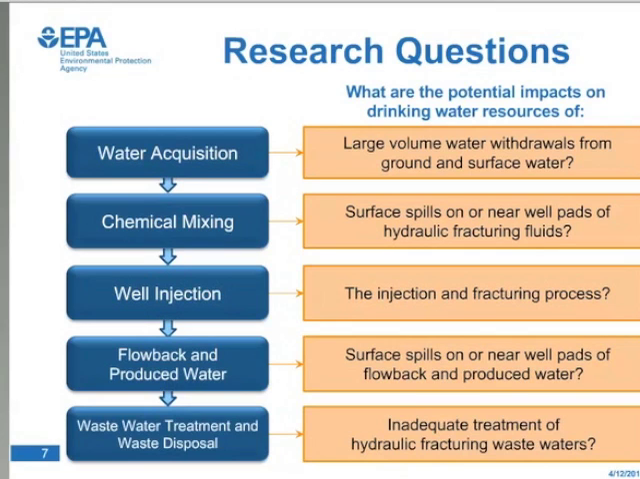And when we're injecting this chemical mixture at high pressure, what's the impact on that? And flowback and produced water, when this flowback and produced water comes back up the well, what happens if that is spilled on or near the well pad? What's the effect of that? And finally, we're looking at what could be the potential impacts of inadequate treatment of the wastewater produced in hydraulic fracturing.